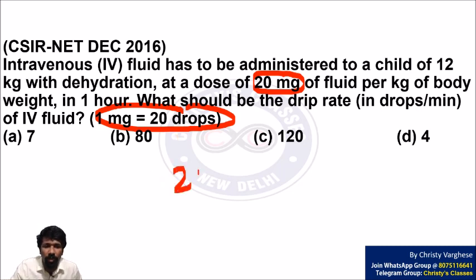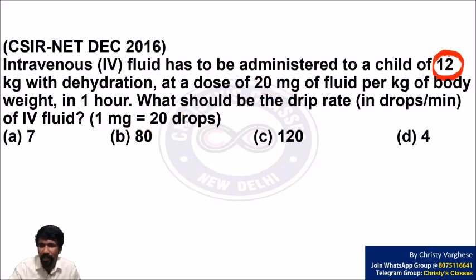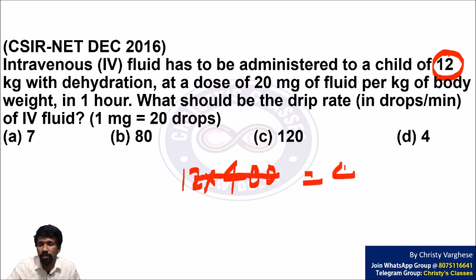1 milligram is 20 drops, so 20 into 20, 400 drops should be given for a 1 kg child itself. But this is a 12 kg child. So the number of drops given for a 12 kg child will be 12 times 400. 12 times 400 is 4800.